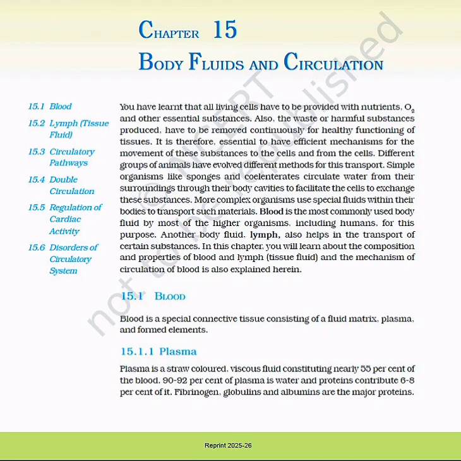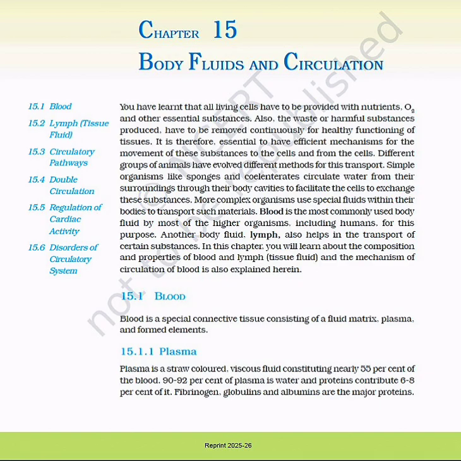Simple organisms like sponges and coelenterates circulate water from their surroundings through their body cavities to facilitate the cells to exchange their substances. More complex organisms use special fluids within their bodies to transport such materials. Blood is the most commonly used body fluid by most of the higher organisms, including humans, for this purpose. Another body fluid, lymph, also helps in the transport of certain substances. In this chapter, you will learn about the composition and properties of blood and lymph, and the mechanism of circulation of blood is also explained herein.